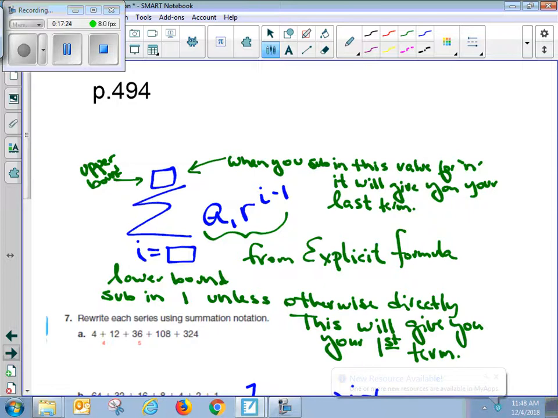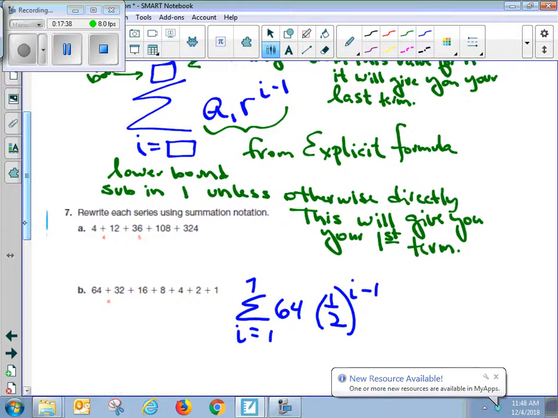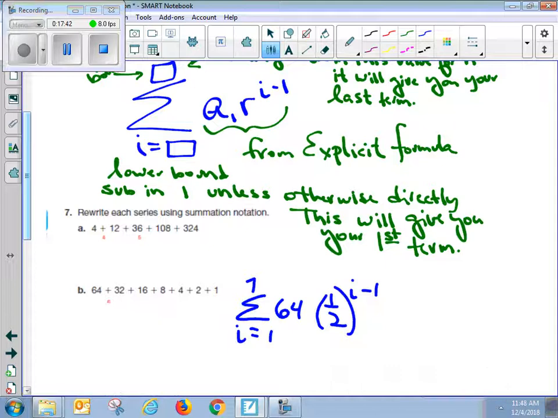Okay, we are going to work with sigma. So I kind of put spots there. Yours, you're not going to have boxes, but I put them there so you could picture what we're going to be filling in. So the first problem here, number 7, says we want to rewrite each series using summation notation. So on your test answer column, you're going to see this. And then you're going to fill in everything else.